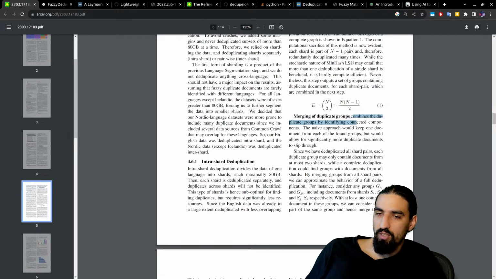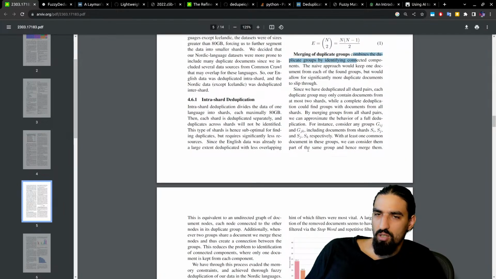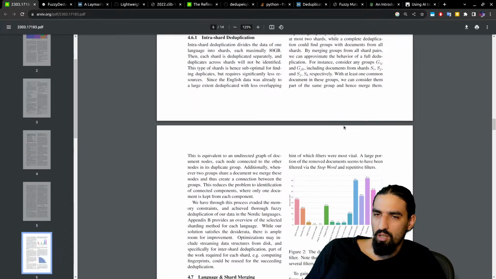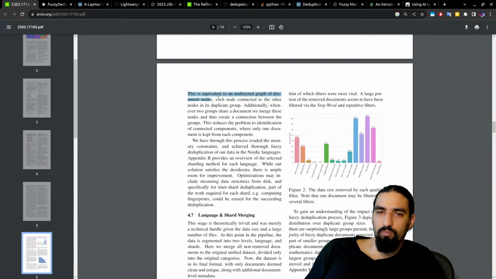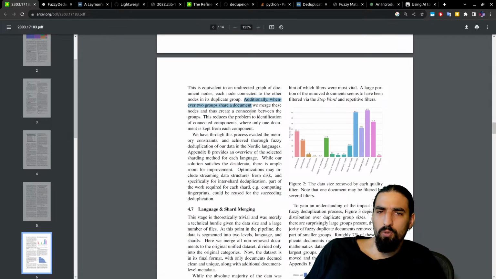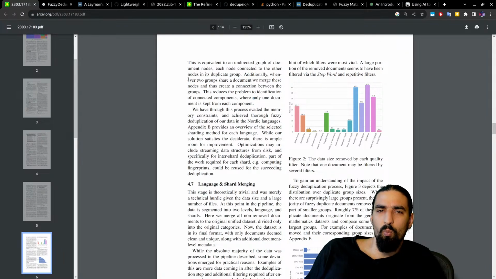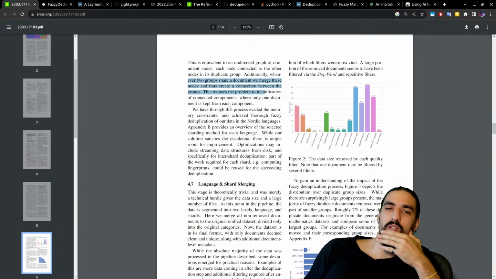For instance, consider any group GIJ and GJK, including documents from shards I, J, K. With at least one common document in these groups, we can consider them part of the same group and hence merge them. I don't think we'll have to do this for now. Additionally, whenever 2 groups share a document, we merge these nodes and thus create a connection between the groups. This reduces the problem to identification of connected components where only one document is kept from each component.